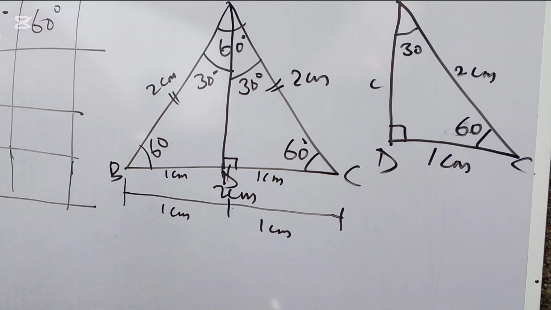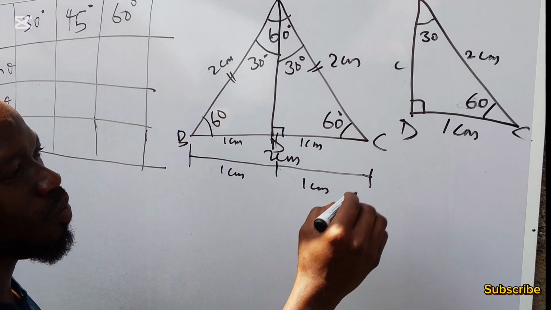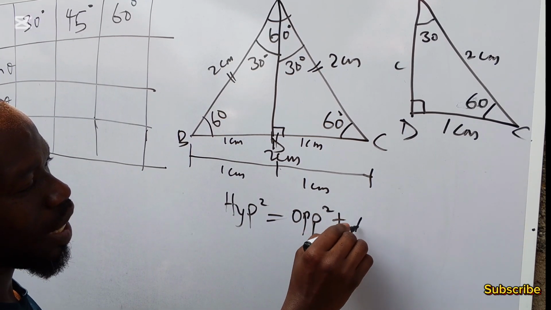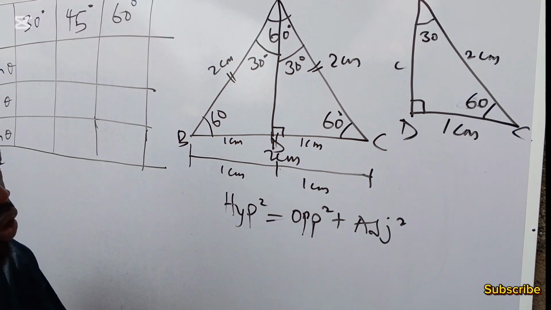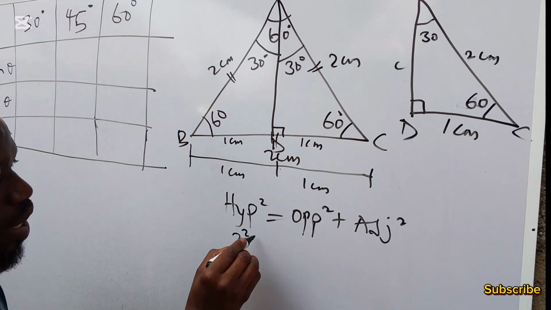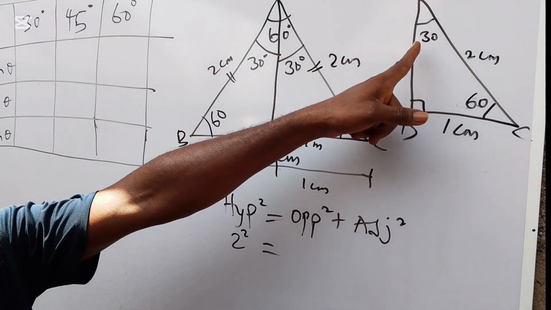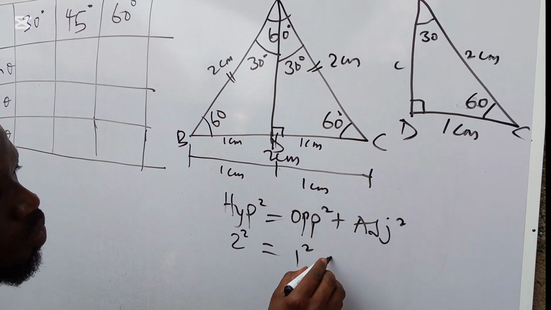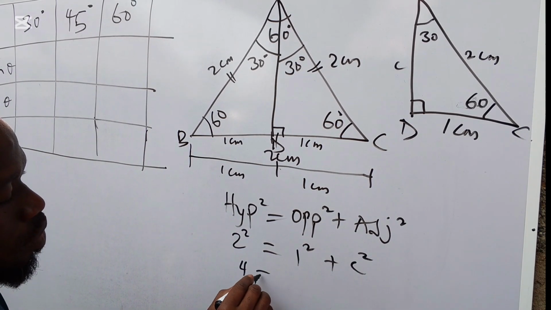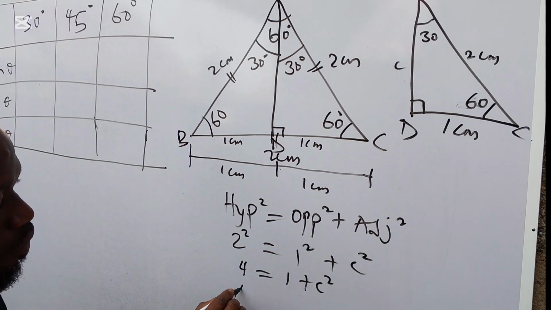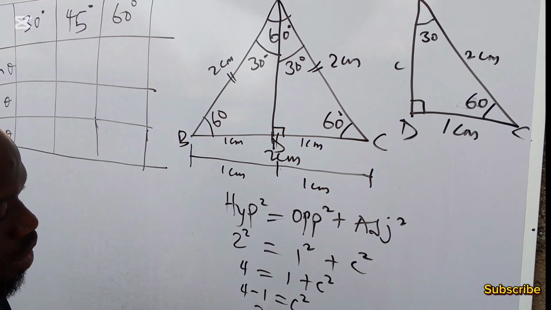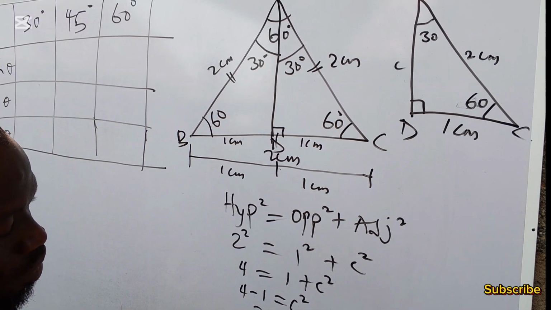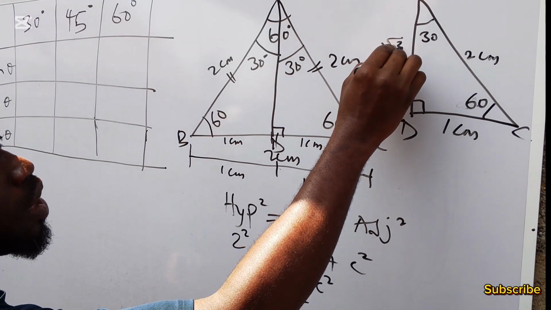To get side c, we use Pythagoras theorem, which is hypotenuse squared is equal to opposite squared plus adjacent squared. So our hypotenuse is 2 centimeters. 2 squared is equal to, any of these sides is adjacent and opposite. So if we are looking at 30 degrees, 1 centimeter is our opposite, 1 squared plus c squared. 4 equals 1 plus c squared, right? 4 minus 1 equals c squared. 3 equals c squared. It means c is equal to square root of 3. So this is root 3.